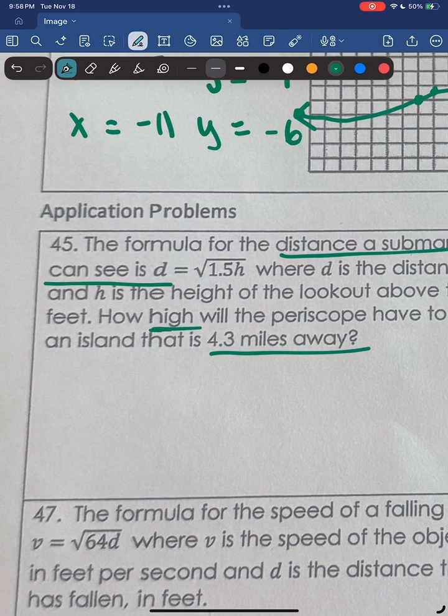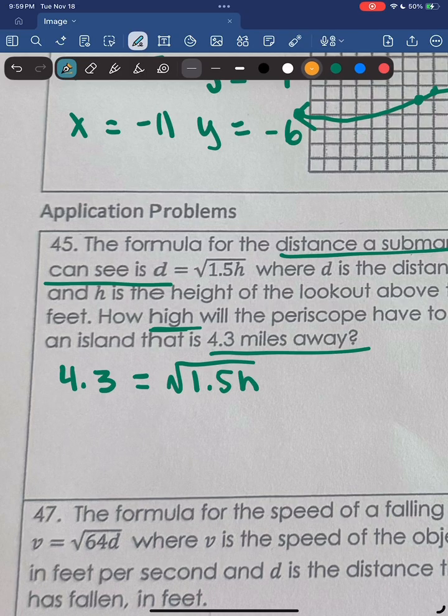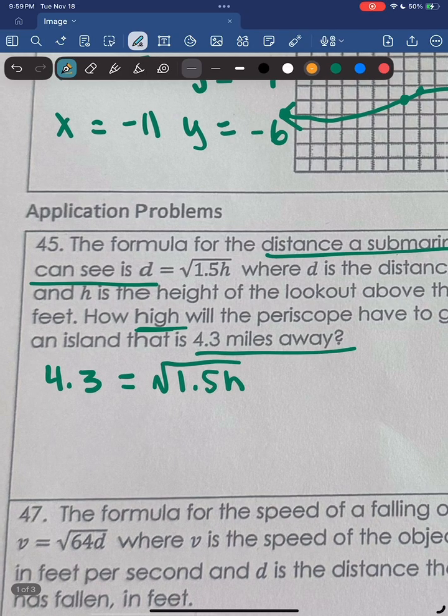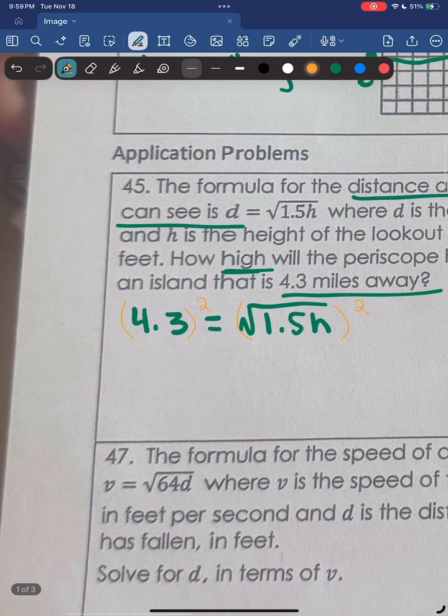So we really have 4.3, our d value, is equal to the square root of 1.5h. Now all we have to do is solve this. What we're going to do is square both sides, right? Because when you have a root squared, it brings it out.